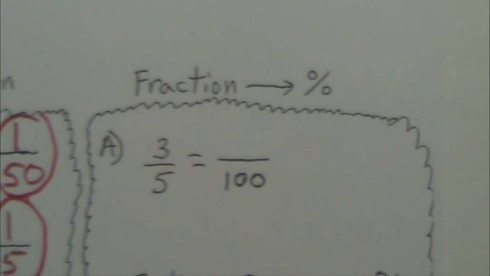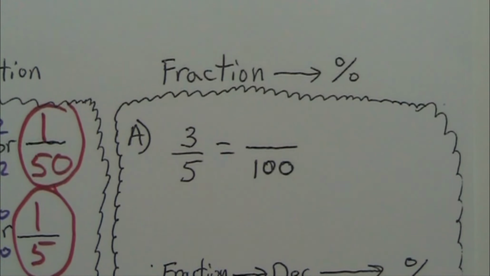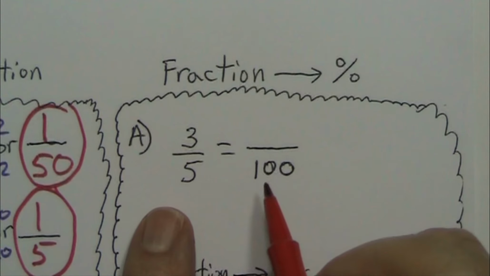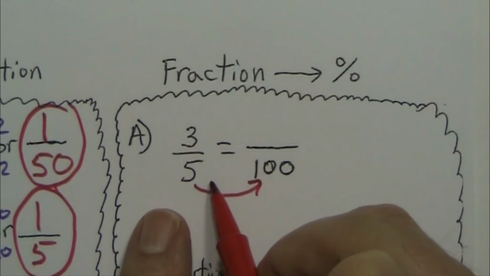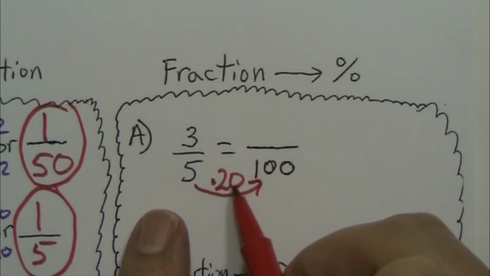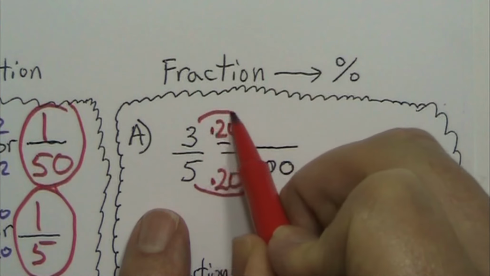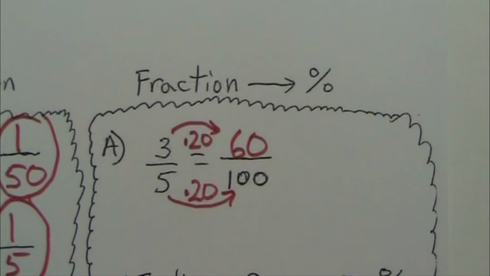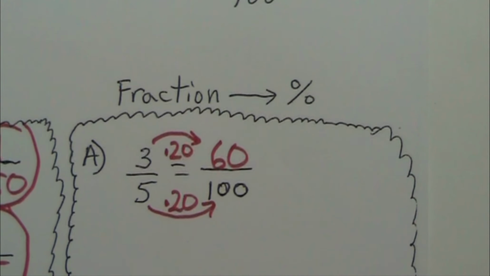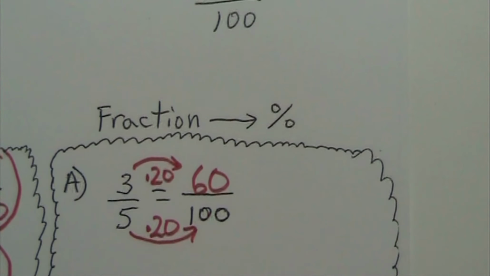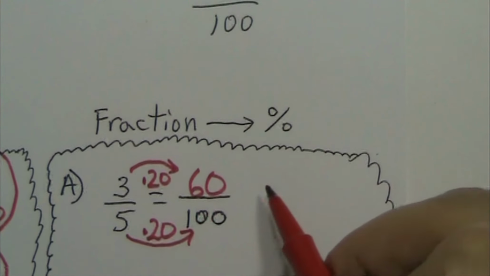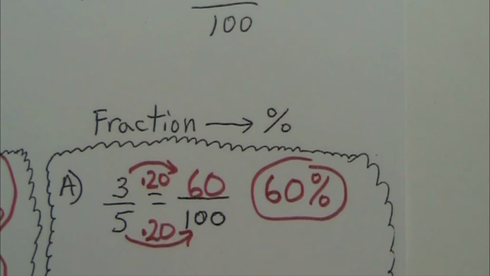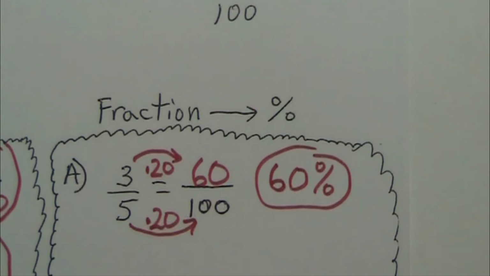Sometimes these can be difficult, and other times they're pretty simple. This first one is simple. So let's see. I want to scale up from 5 to 100. To scale up, I would just multiply by 20, right? 5 times 20 is 100. So I need to do that to this one. 3 times 20 is 60. 60 over 100. 60 hundredths. All right, that's the same thing as 60%. 60 over 100 is 60%. So 3/5 is the same as 60%.